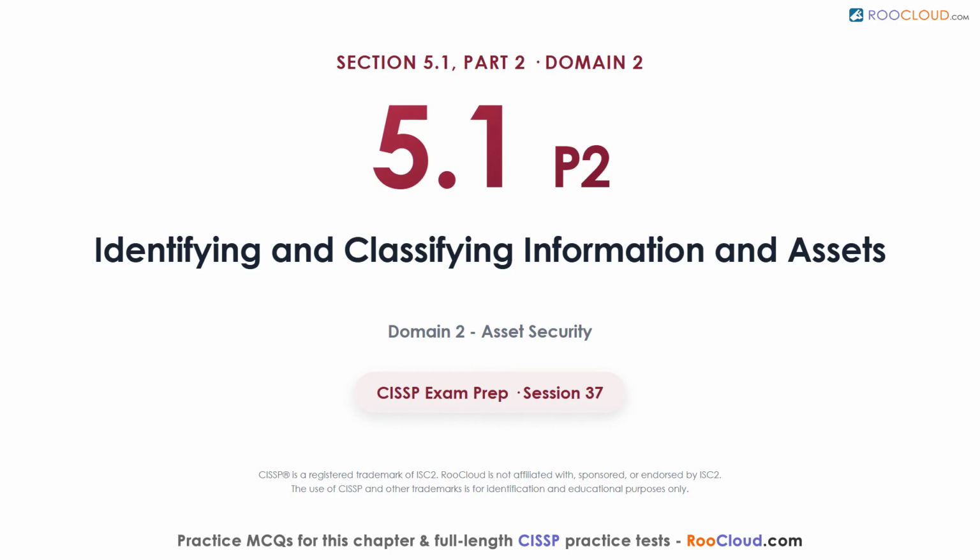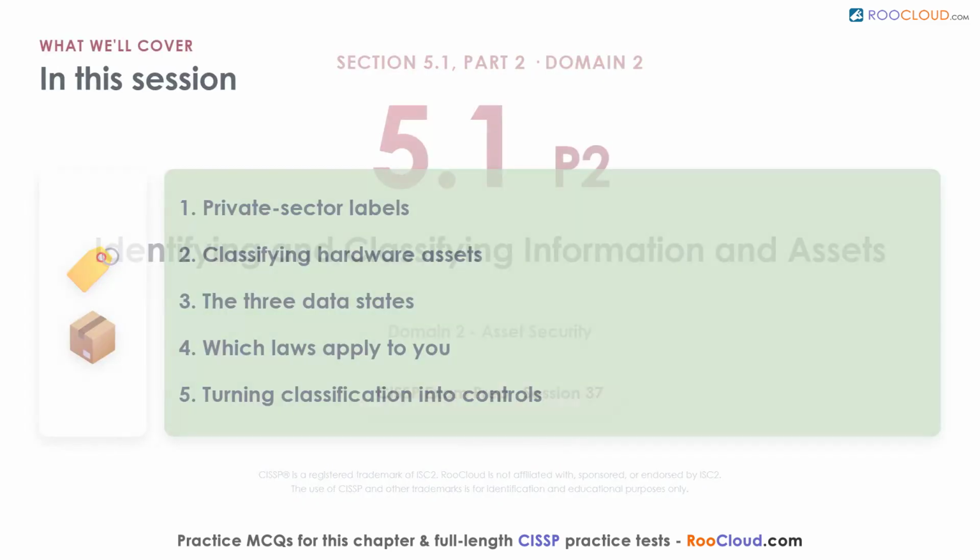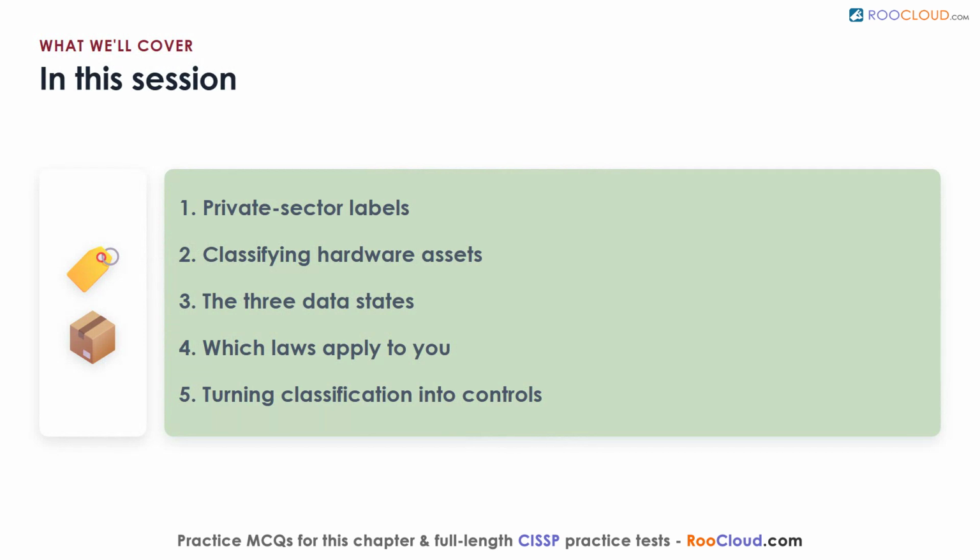Having seen how governments classify data, we now turn to how private organisations do it and what happens next. In this session, we'll take classification from theory into practice. We'll answer several questions. How do private companies label their data? How do you classify the hardware that holds it? What are the 3 states data lives in? Why must you know which laws apply to you? And how do you turn a classification into real security controls?